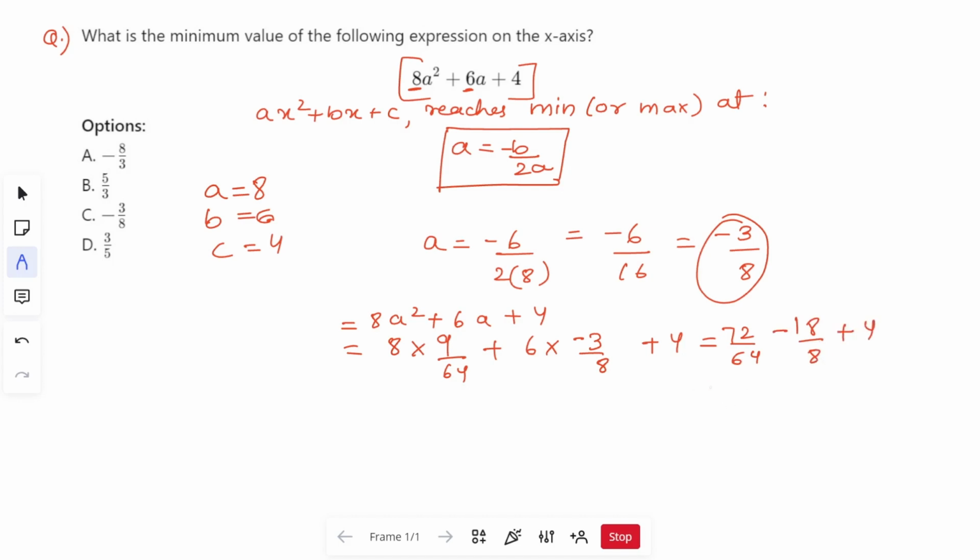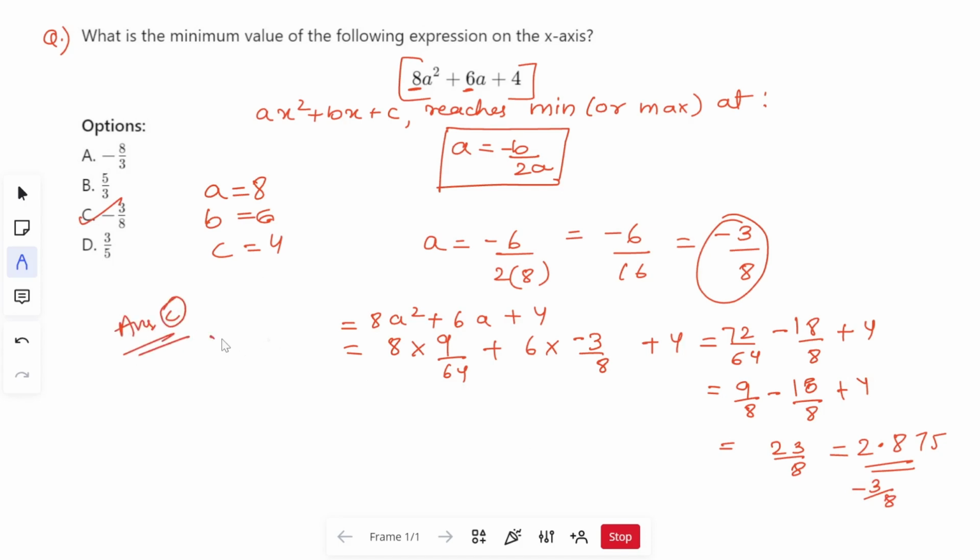Now we will further solve it by taking the LCM and all. First of all, I'm cancelling this out. So 9 by 8, I'm cancelling it with 8. So 9 by 8 minus 18 by 8 plus 4. Finally, solving it completely will give us 23 by 8, which is equal to 2.875. And if you convert it into mixed fractions, it will be minus 3 by 8. So the correct answer is going to be option number C for this question. Hope you have understood it. Let's now move on to the next question.